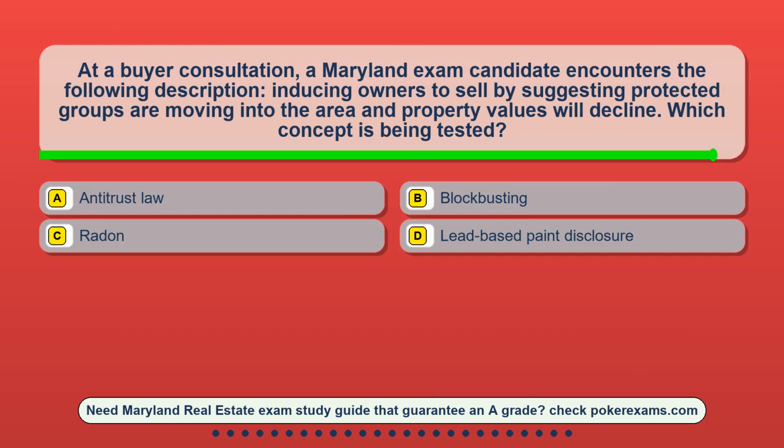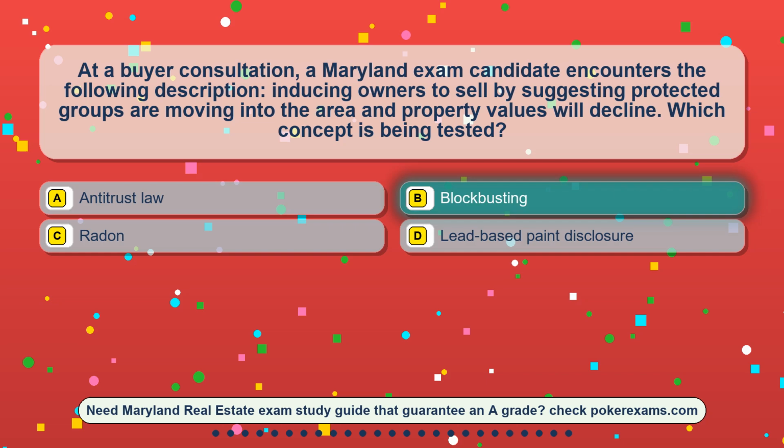Question 14. At a buyer consultation, a Maryland exam candidate encounters the following description: inducing owners to sell by suggesting protected groups are moving into the area and property values will decline. Which concept is being tested? Option A, antitrust law. Option B, blockbusting. Option C, radon. Option D, lead-based paint disclosure.